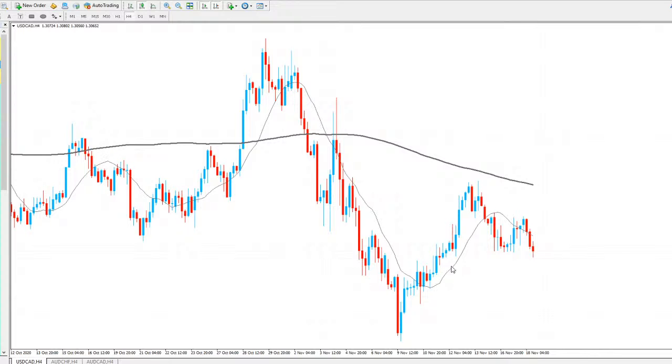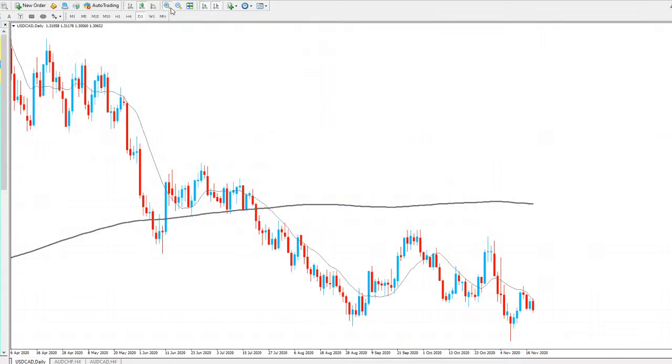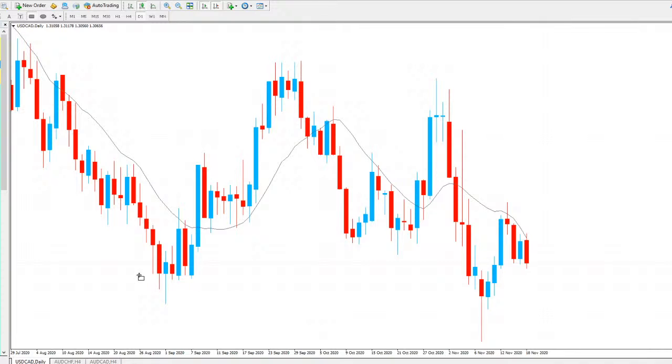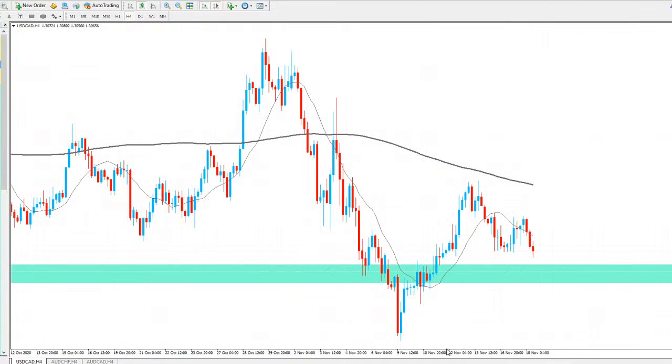USD CAD still looking a little bit bearish. Like I said, we still got that daily support just a bit lower. So again, price can potentially move a little bit lower to contest that same area. You can see we're not too far away from it. So again, still looking bearish, but like I said, still room to move to the downside.